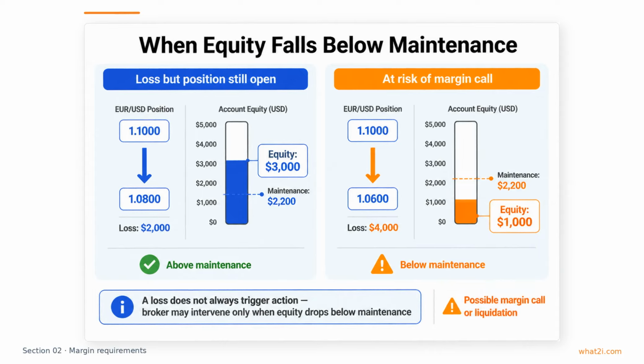If the pair drops further to 1.0600, the loss becomes $4,000 and her equity falls to $1,000. At that point, she is below maintenance margin, which means the account is under-margined. The broker may then issue a margin call or begin liquidating positions to reduce risk.